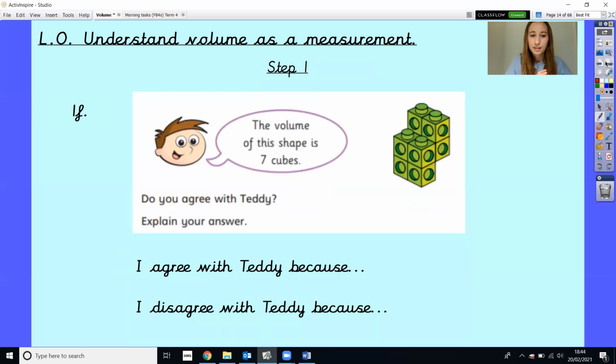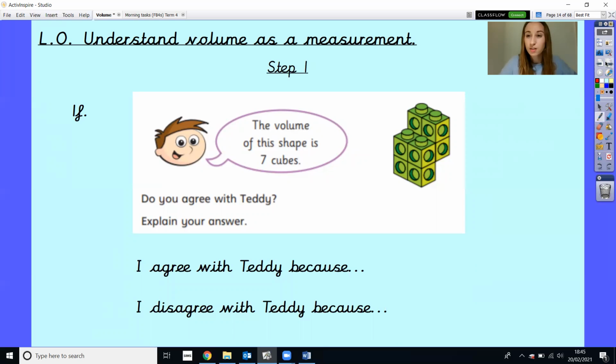Let's move on then. We've actually got one more question for step 1. And this question is going to take a bit of reasoning. We're still thinking about cubes and how many cubes of space that shape is taking up. But I want you to do a bit of reasoning and explain what you think. This is question 1F. And this is Teddy, our friend Teddy. He says the volume of this shape is 7 cubes. Have a look at that shape and think, do you agree or disagree with Teddy? The volume of this shape is 7 cubes. Have a look, see if you agree or disagree.